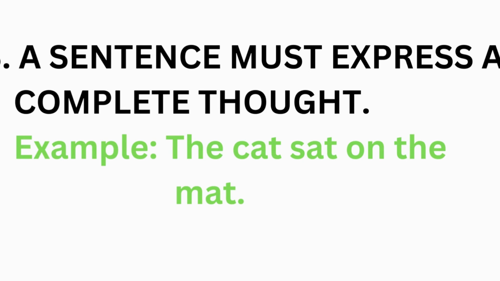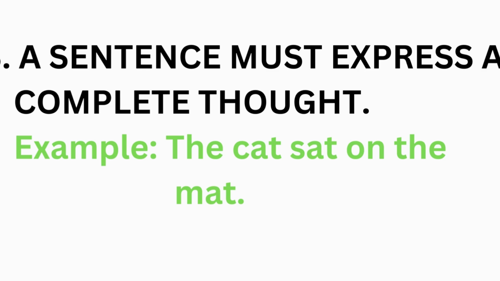Rule number 3, a sentence must express a complete thought. For example, the cat sat on the mat. Now, if you take a part of this sentence, it will not convey a complete meaning or express a complete thought. For example, if you simply say the cat, the listener will ask you some questions. What did the cat do, or what happened to the cat? And that shows that it does not express a complete thought, and that is why it is not a sentence.